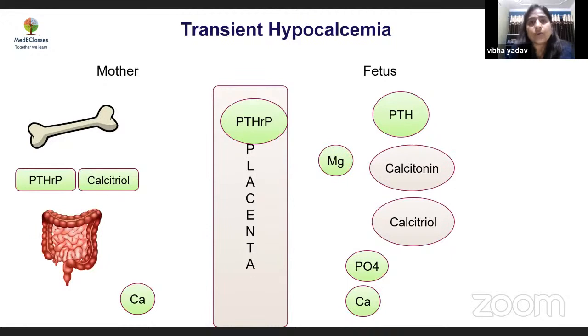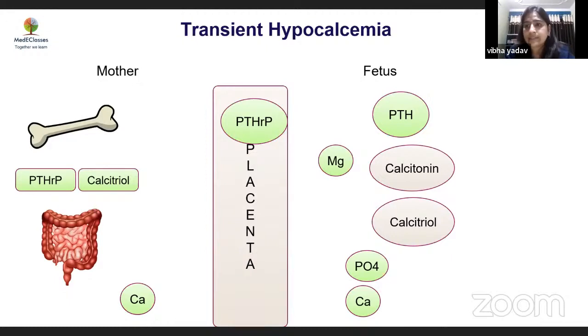So, it is a very common entity of hypocalcemia, which is generally seen in newborn neonates. As we all know, there is a physiological dip in the first 24 hours of life post-neonatal. And when there is an exaggeration of the physiological dip, it will result in transient hypocalcemia. And what are the factors that can cause transient hypocalcemia?